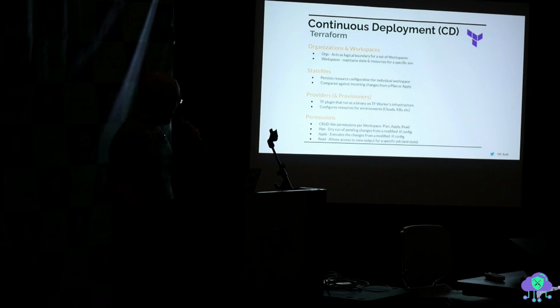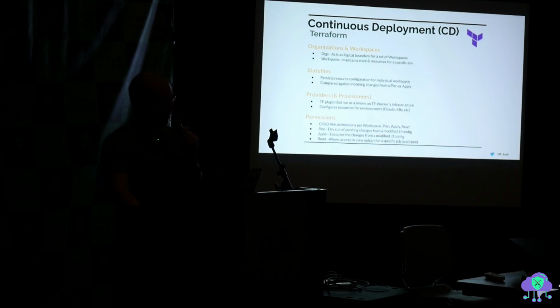Next are state files, which are aptly named. They keep state, so they know the last known good configuration of the deployment that you've performed through a workspace, and that helps so when you make a PR or an incoming change, it can actually cross-reference that last known good configuration with the incoming changes and gives you a diff, and that's what the output of your dry runs or your plans are.